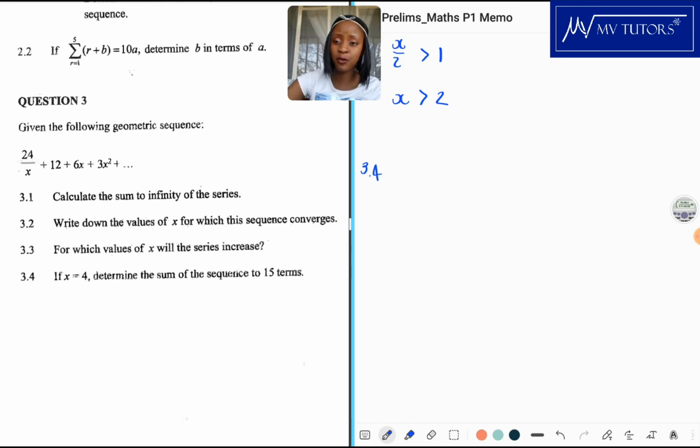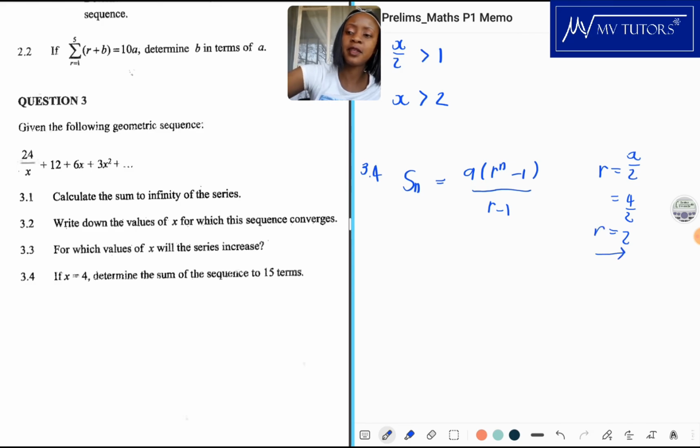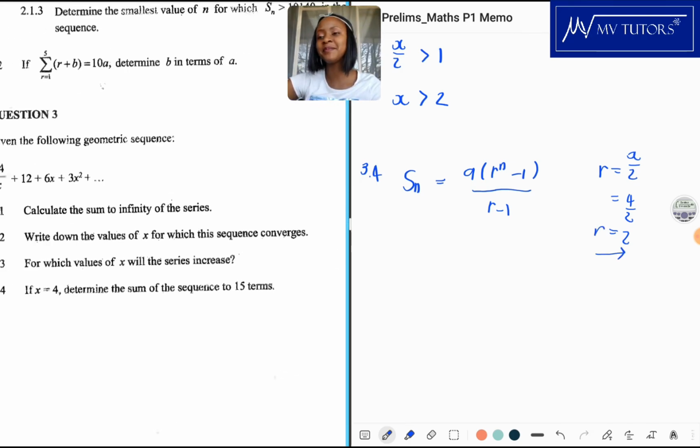So now we need the sum formula. The sum formula, I believe, is a fraction. Let me just get it quickly. Sum formula is a times r to the power n minus 1, over r minus 1. So if x is equal to 4, r is x over 2, 4 over 2, so r would be 2. How many marks is this? 4 marks. Okay.